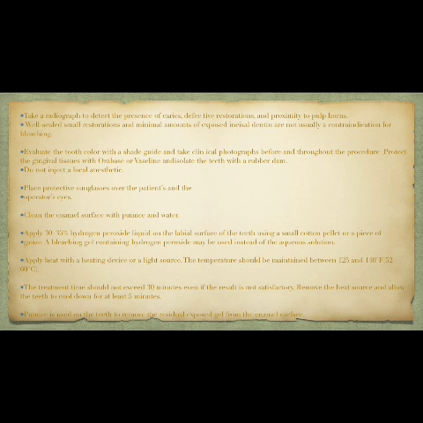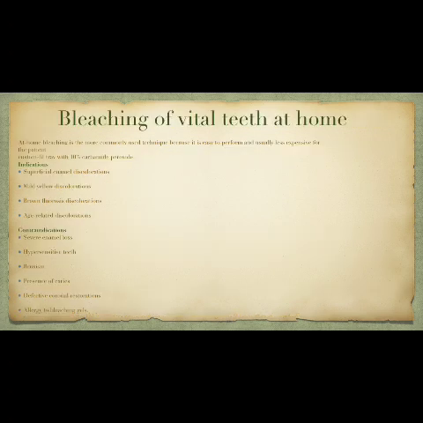Then treatment time should not exceed 30 minutes even if the result is not satisfactory. Remove the heat source and allow the teeth to cool down for at least 5 minutes. Then pumice is applied on the teeth to remove the residual exposed gel from the enamel surface.